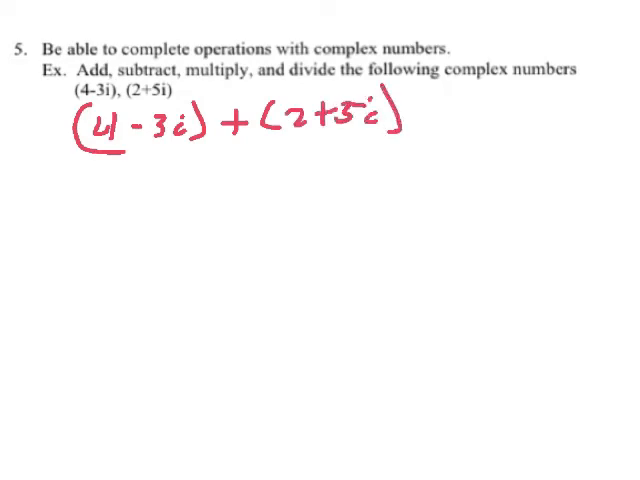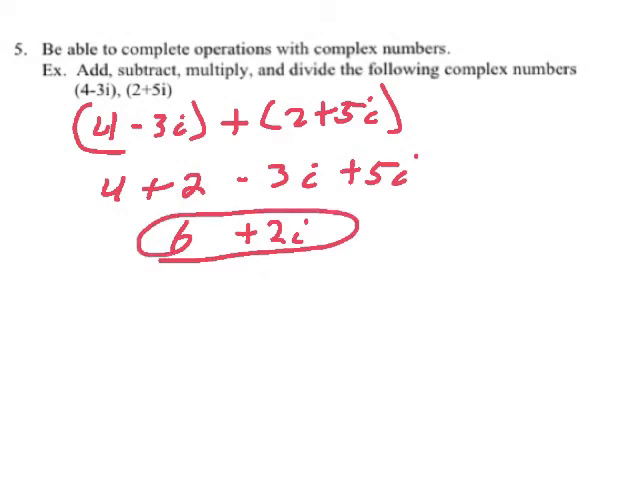Okay, for this problem we're going to practice adding, subtracting, multiplying, and dividing. So let's start with addition first of all. I have 4 minus 3i plus 2 plus 5i, and I'm going to add the real parts. So I'm going to go 4 plus 2, and then I'm going to add my imaginary parts, and that gives me 6 plus 2i. Okay, so there is the sum.